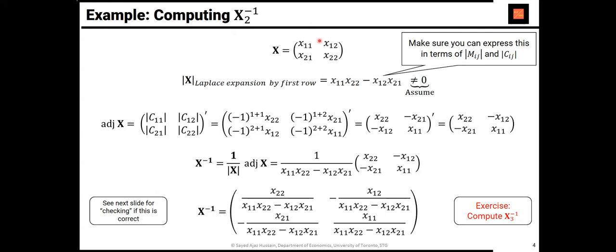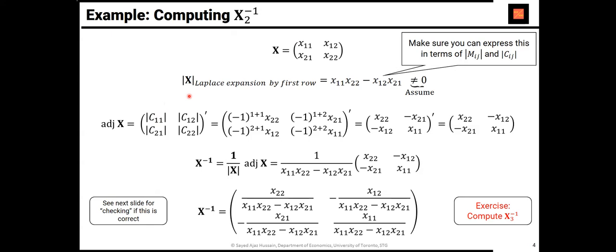Here's a 2 by 2 matrix. I'm going to calculate the determinant by expanding along the first row. You should be able to realize that x22 is the minor element corresponding to x11, right? And then you should be able to write these expressions down in terms of minors and cofactors. And we're going to assume this entire expression is not equal to 0. The adjoint matrix is, of course, the matrix of cofactors transposed. So take element x11.